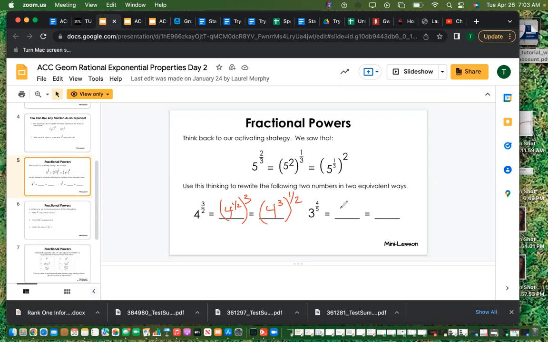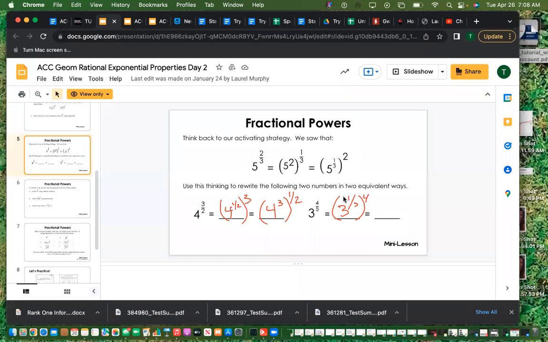You can do the same thing for this one. I'll pause this. All right, and the last way you can do this is you're going to take 3, raise it to the 4th power, and raise that to the 1/5 power.